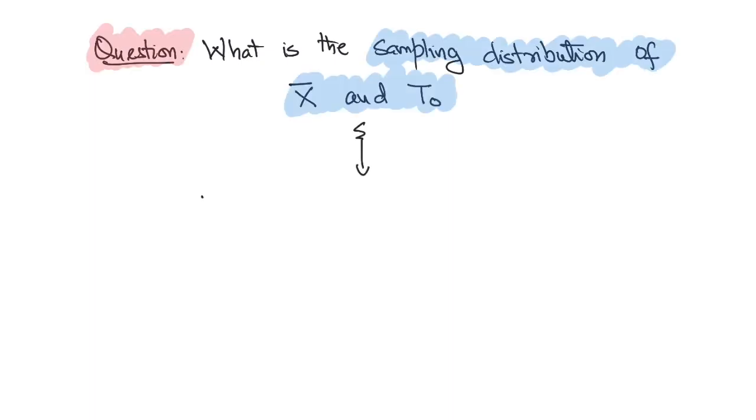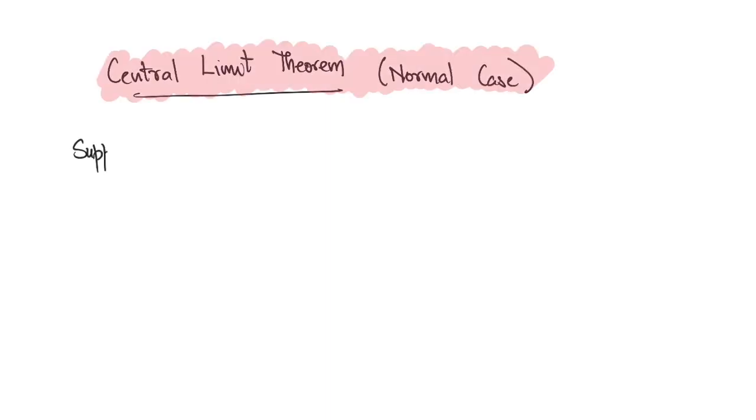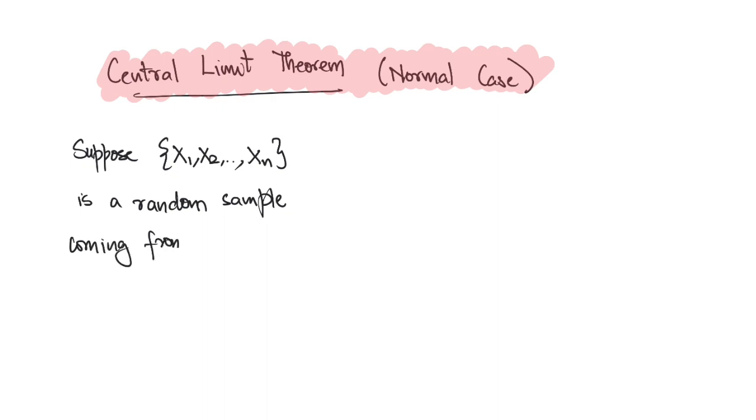Having defined the sample mean and the sample total, we would be interested in knowing the sampling distribution of these two statistics. The answer to this question is provided by the central limit theorem. We will first work out the central limit theorem when the population is normally distributed. In this setting, we have a random sample x1, x2 up to xn that is coming from a population that has normal distribution with parameters mu and variance sigma squared.